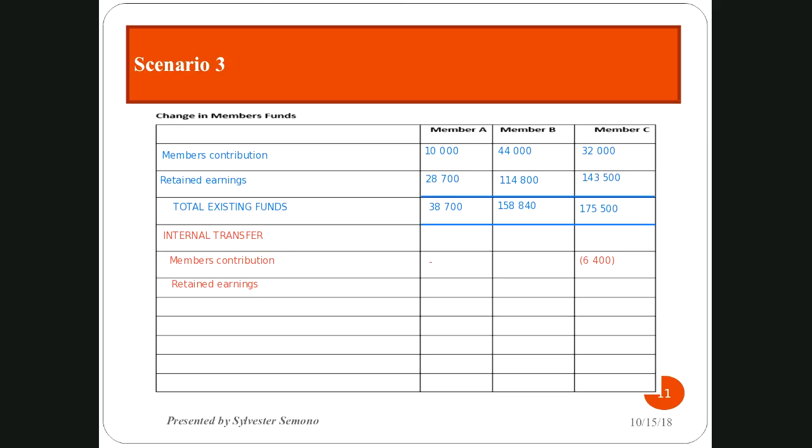Let's go to the retained earnings. Any change? No, there's no change under A, but there's a change under what? C. So what is 20% of 143,500 for C? And we give it to B. I hope everyone is following. Okay, thank you very much.